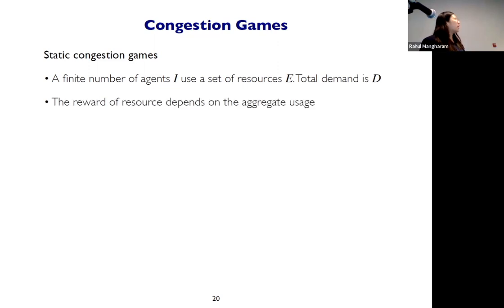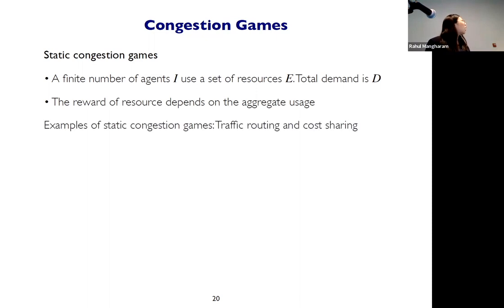So congestion game says that in a static setting, there is a set of agents using resources. And the key aspect is that the reward of a resource does not depend on exactly who is using what resource, but only depends on the aggregate usage of these resources. So it is widely applicable, including in traffic routing, cost sharing, as well as communication networks.